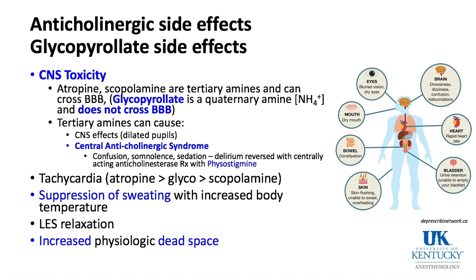Patients' heart rates can go up. Atropine does that more than glyco, which does it more than scopolamine. And as I mentioned, suppression of sweating is associated with anticholinergics, and body temperature can go up. Lower esophageal sphincter actually relaxes, and physiologic dead space in the respiratory system increases. And these are some of the side effects of anticholinergics.